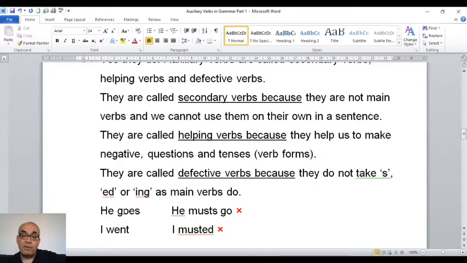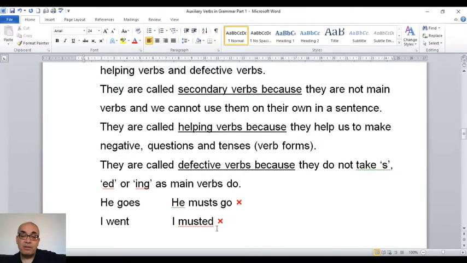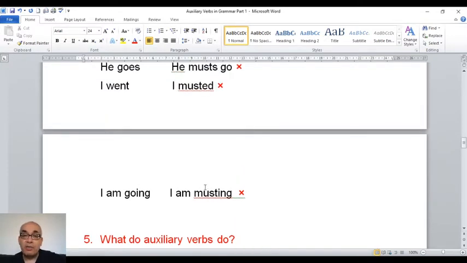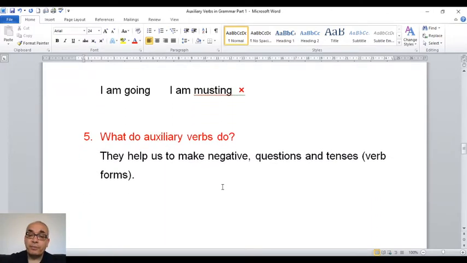So for go, I can put es, but I cannot say he musts. So must is not regular, it's defective. Again, I went, but I cannot say I musted. I say I am going, but I cannot say I am musting. So we cannot add anything to auxiliary verbs. This means they are defective because they are different from main verbs.